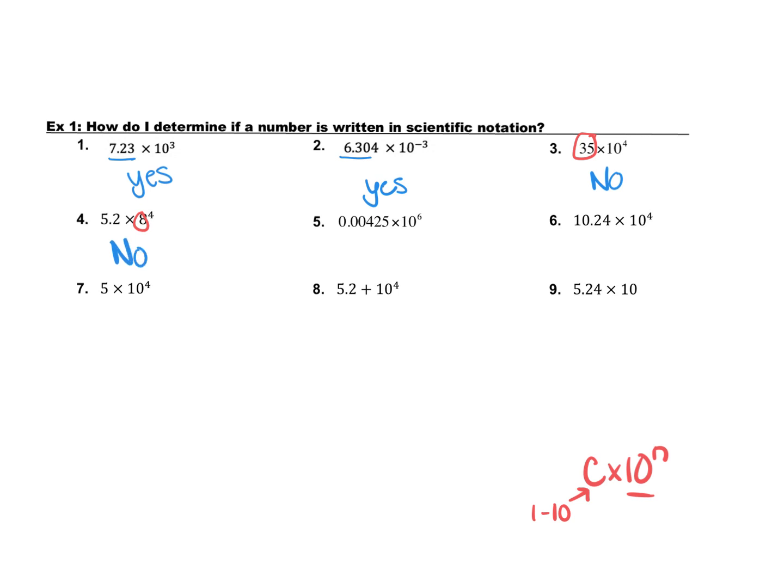Question number 5, we have 0.00425 times 10 to the 6th power. Notice that this number is not big enough. In order to be between 1 and 10, it would have to be 4.25. Because this number right here is too small, this is not in scientific notation. Question number 6, we have 10.24 times 10 to the 4th power. And now because this is greater than 10, it's not greater than or equal to 1 and less than 10, so this would be a no as well.